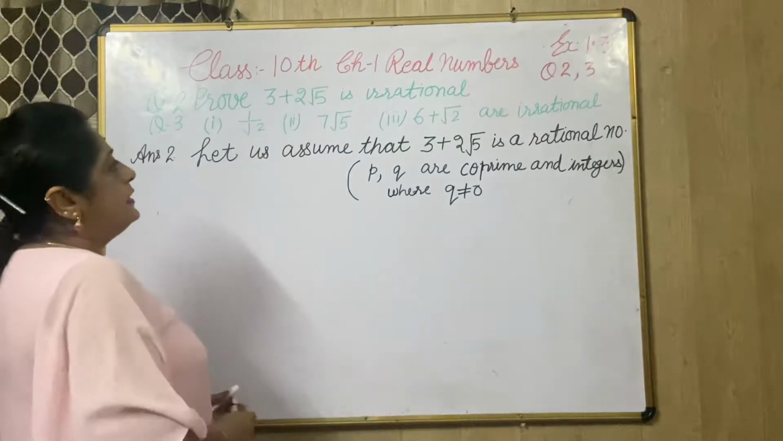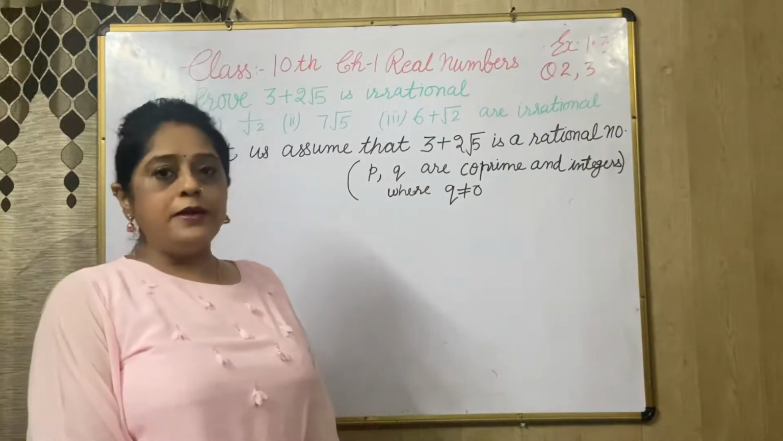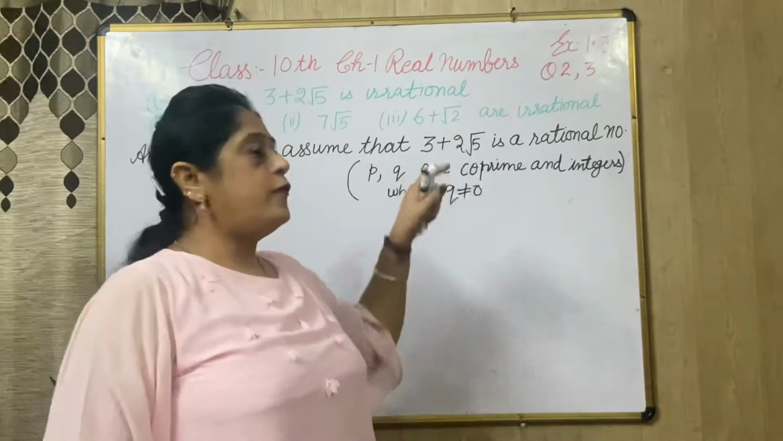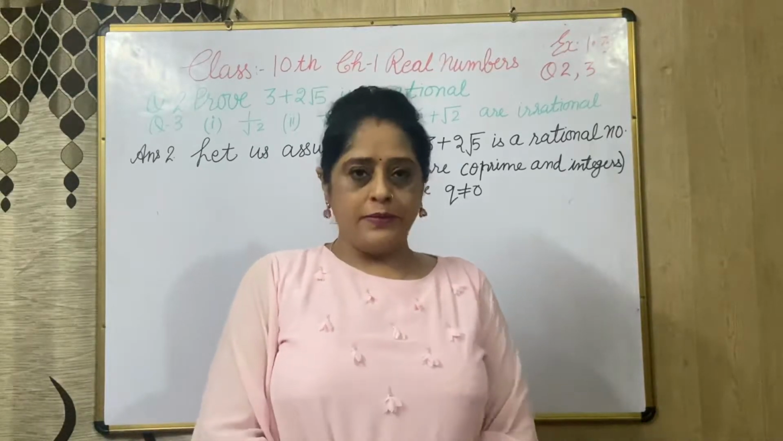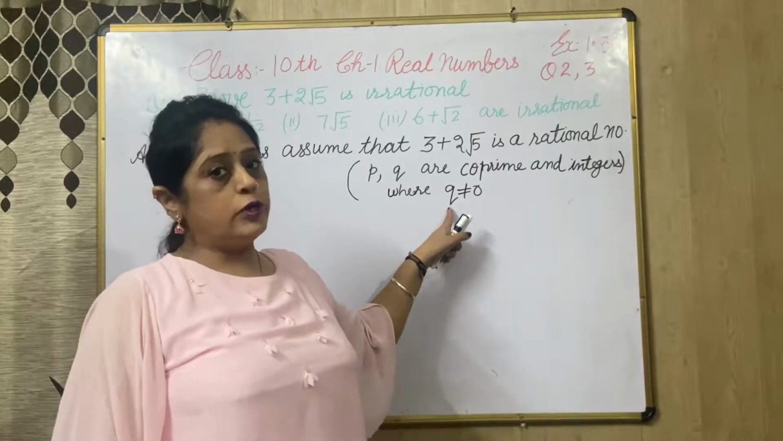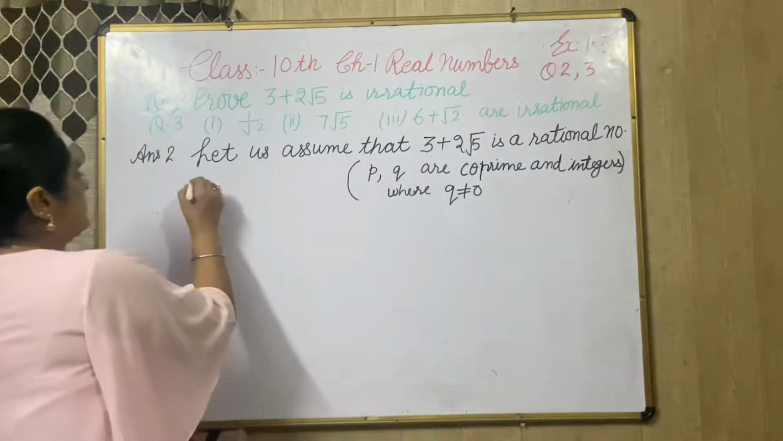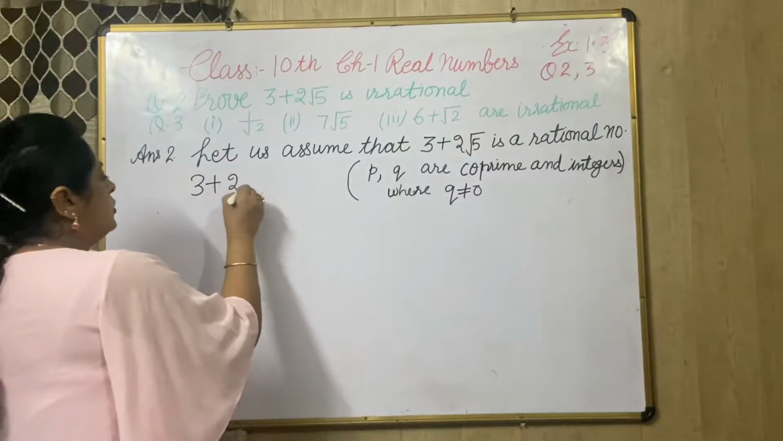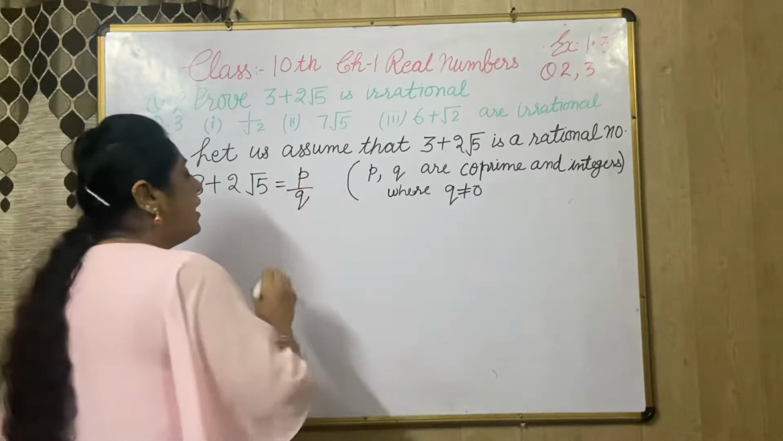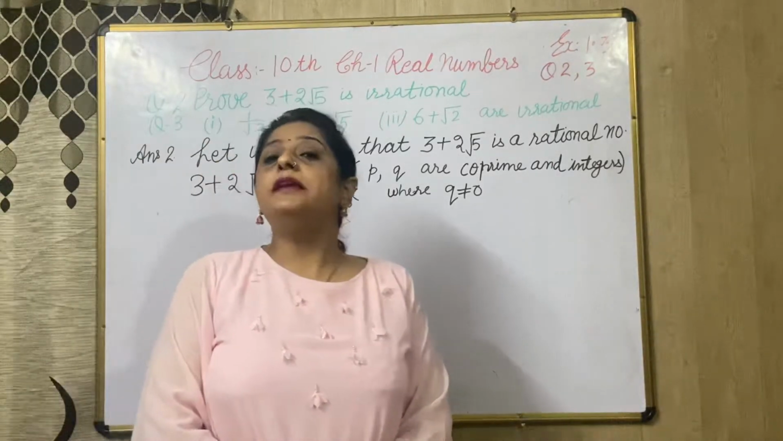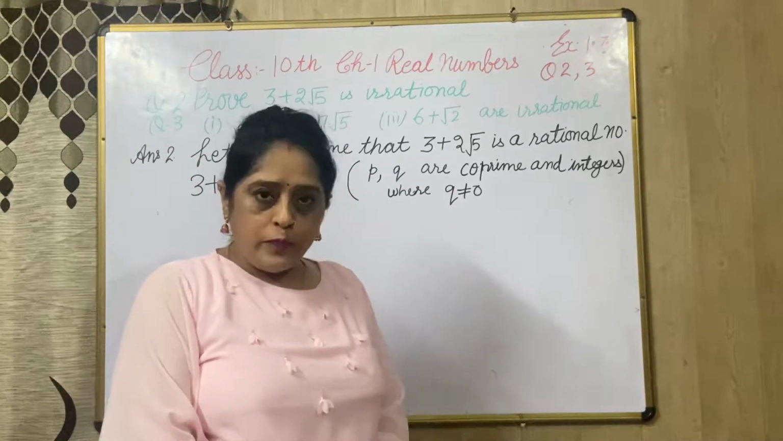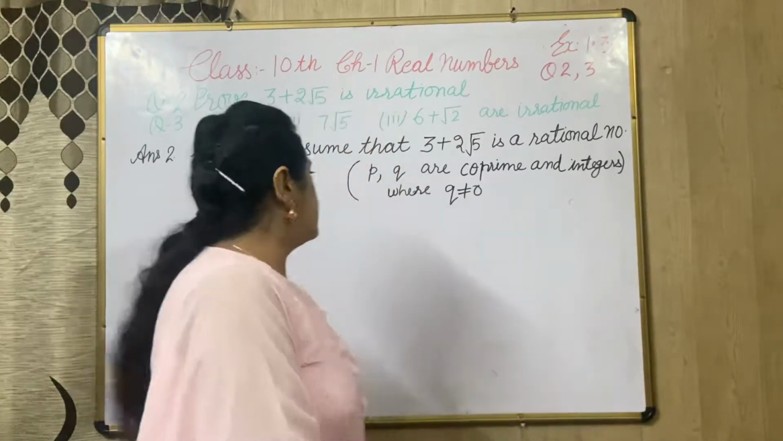We have to prove 3 plus 2 root 5 is an irrational number, and let us assume that 3 plus 2 root 5 is a rational number. We are assuming p and q are co-prime integers, where q is not equal to 0, so 3 plus 2 root 5 is equal to p by q. Why have we written p by q? Because a rational number can be written in the p by q form, and p and q are co-prime, they have no common factor, and they are integers.